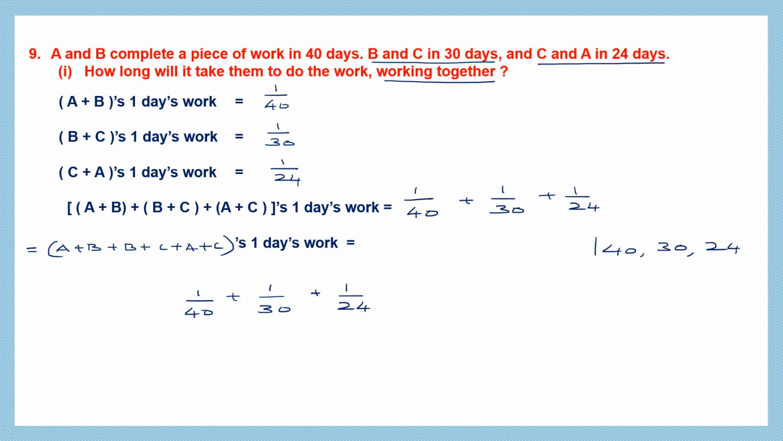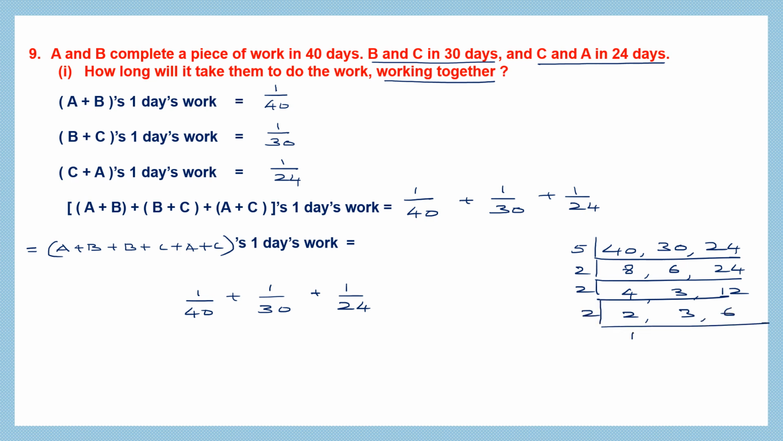Let's find the LCM. Let's begin with 5. 5 8s are 40, 5 6s are 30 and 24. Now we can go to 2. 2 4s are 8, 2 3s are 6, 2 12s are 24. Continue with 2. So here we have 2 2s are 4. Bring down 3, 2 6s are 12. Again continue with 2, 1, 3 and 2 3s are 6. Now we can use 3. So 1, 1 and 1.